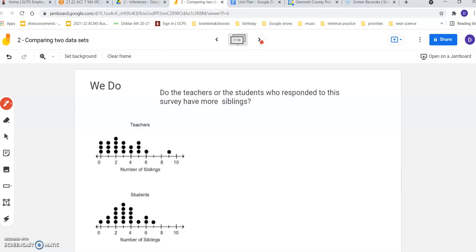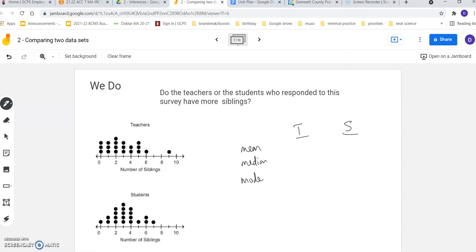We're going to talk about whether the teachers or students who responded to this survey have more siblings. And if you want to write this as well, we're going to compare them by mean, median, and mode. So we're going to look at teachers and we're going to look at students. So go ahead and pause now, and write that down and unpause when you're ready to go.